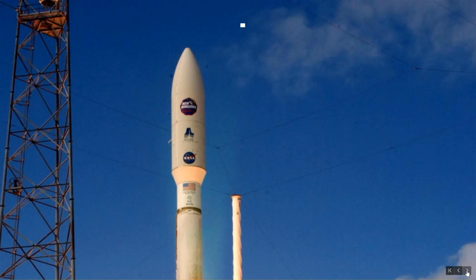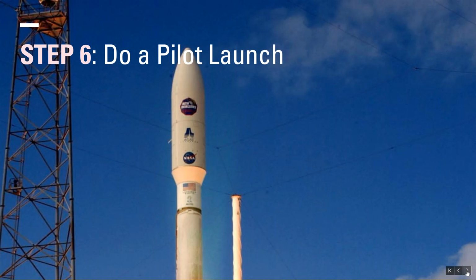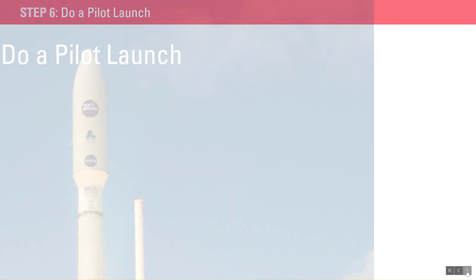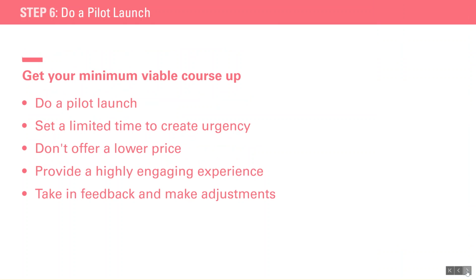Now, step number 6 is that you want to do what we call a pilot launch. What is different between a pilot launch and the public launch, we'll get into that in a little while. But in the pilot launch, here's what you want to do. You want to get your minimum viable course up. We strongly discourage anyone from burying their head and designing everything in absolute secrecy and not involving your audience at all. We want you to be able to succeed, and to do that, really what you want to do is to create a minimum viable course first.